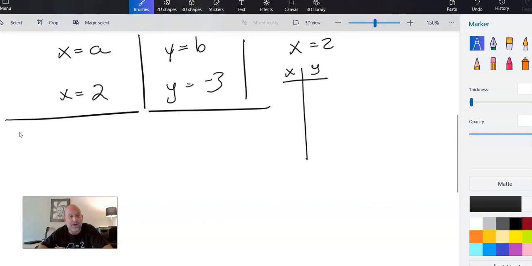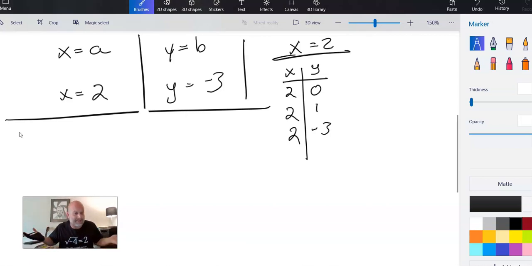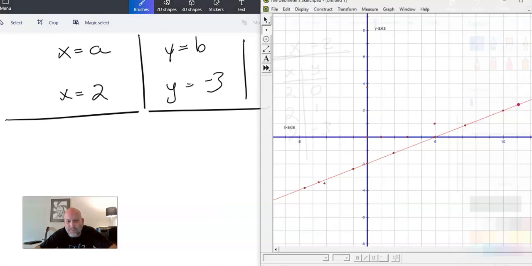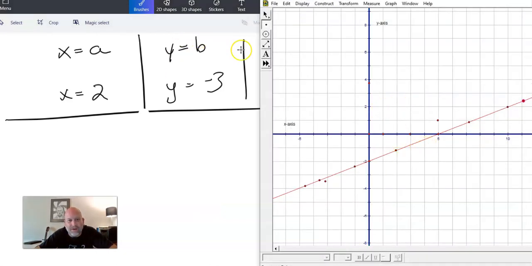So if you pick a number for y, pick 0 for y, x is 2. Pick 1 for y, x is 2. Pick -3 for y, x is 2. And so all this is saying is that no matter what you do with y, x is 2. Right? So you can pick a y value and then make x 2. What's interesting about that is that's pretty much what we were doing over here.